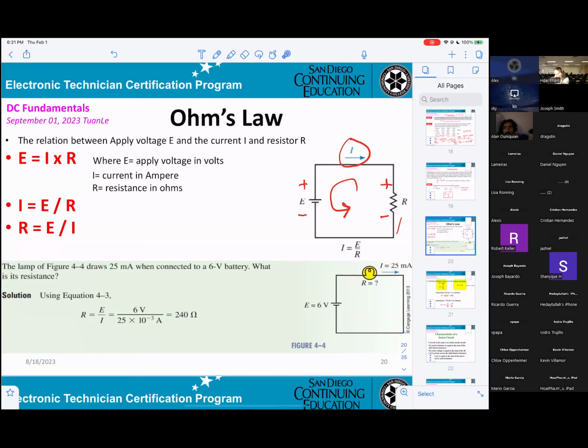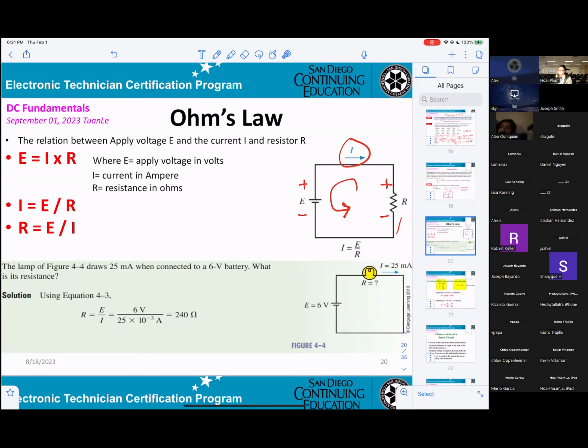For this figure, the current is 25 milliamp when connected to a 6-volt battery. What is its resistance? So they are asking for the value of resistance here. The formula will be R equals E divided by I. That gives you 240 ohm.